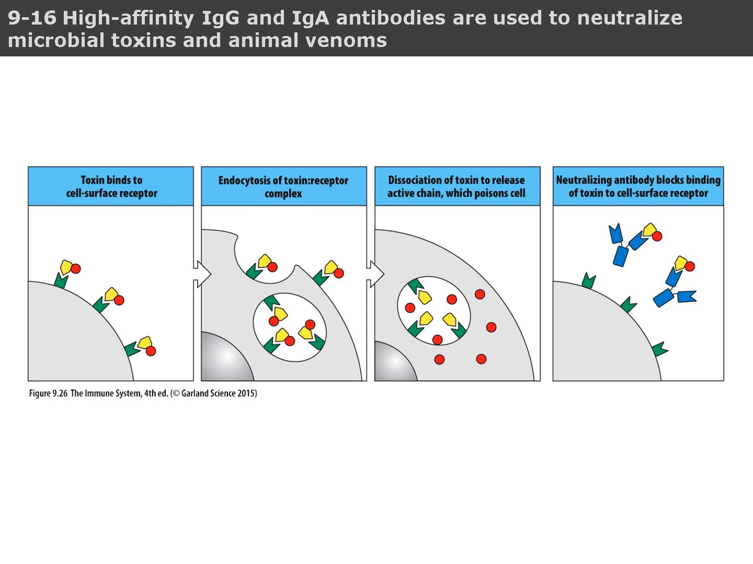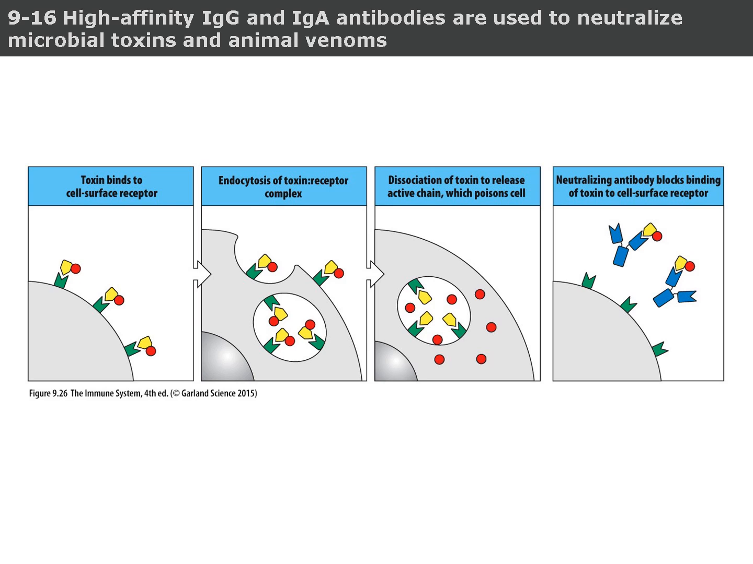Inside, the toxin dissociates and releases its active chain, which poisons the cell by disrupting critical processes. In the 4th panel, we see how antibodies prevent this from happening. Neutralizing antibodies bind directly to the toxin, blocking its ability to interact with the receptor in the first place.